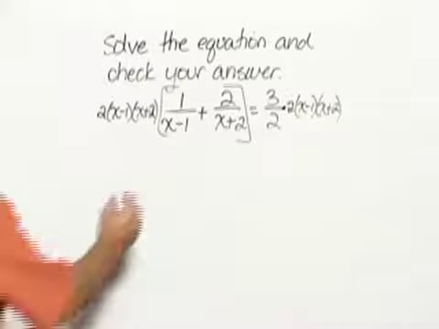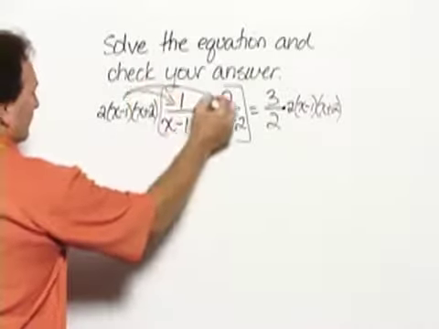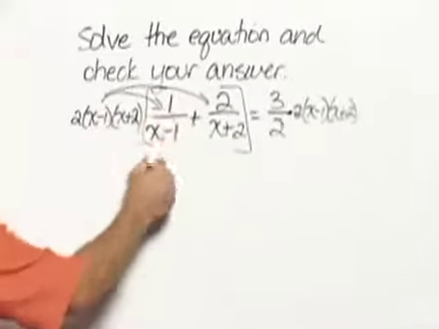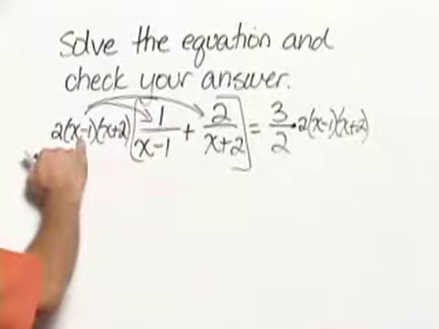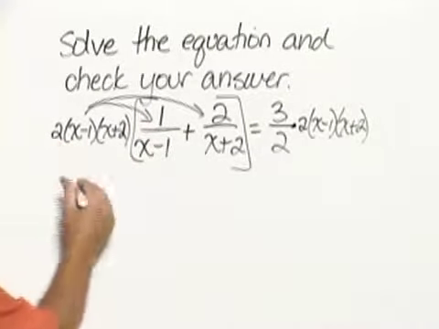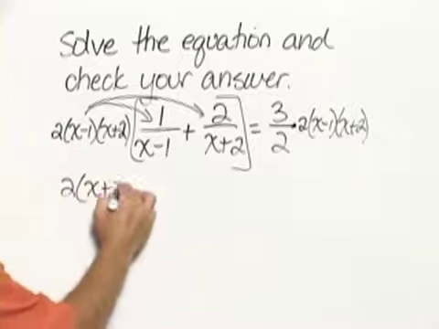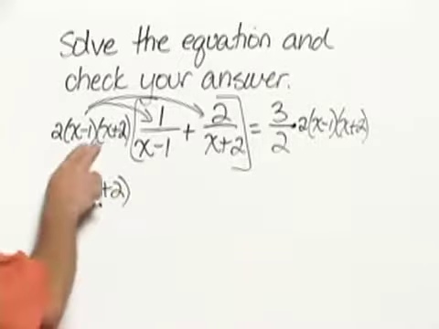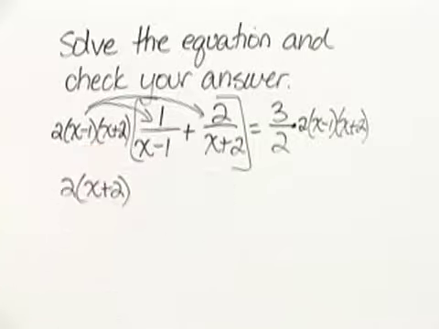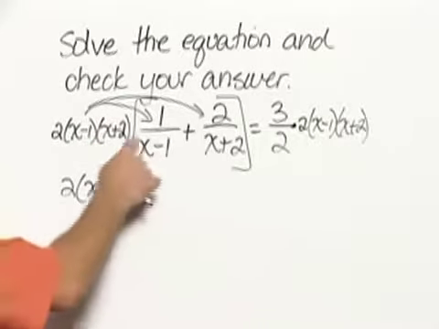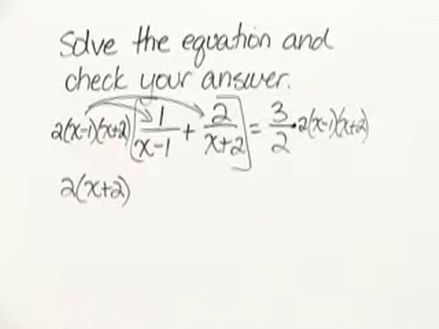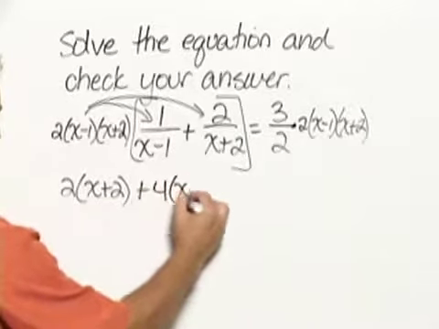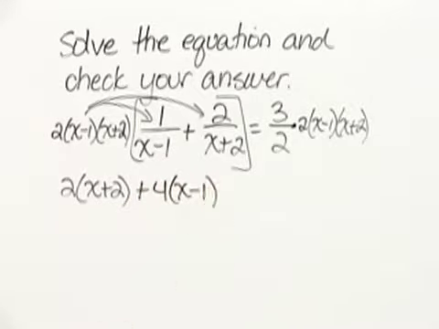Now, on the left-hand side, we have to distribute it. And as I distribute this combination times 1 over x minus 1, the x minus 1s will cancel, leaving us with 1 times 2, which is 2, and then multiplying that times the x plus 2. Now, we distribute this combination times 2 over x plus 2. In this case, the x plus 2s will cancel out. That leaves us with 2 times 2, so that's plus 4, and that's multiplied times x minus 1.